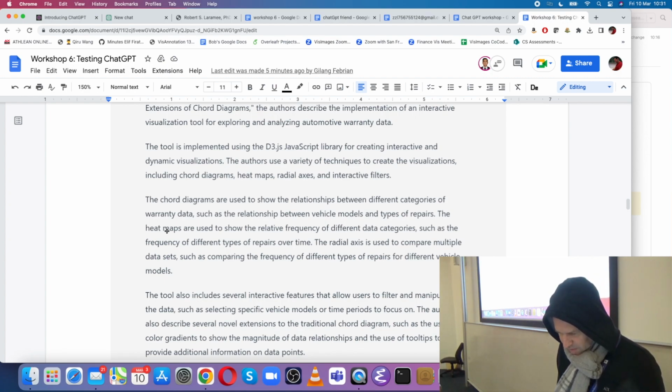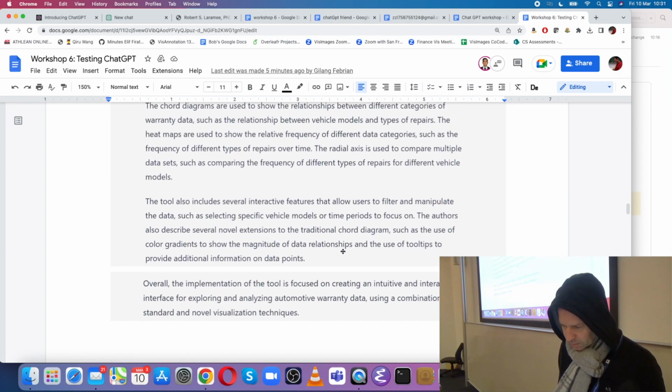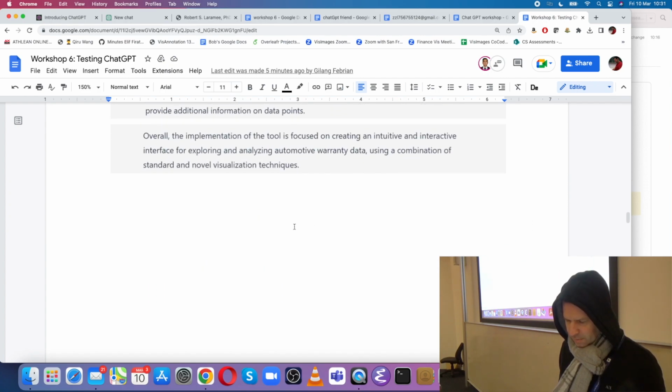The radial axis is used to compare multiple data sets. Okay, that's not quite correct, that part. This is not really correct either. This is very noisy, that one, that paragraph. That's correct. It's very general, but it's correct.